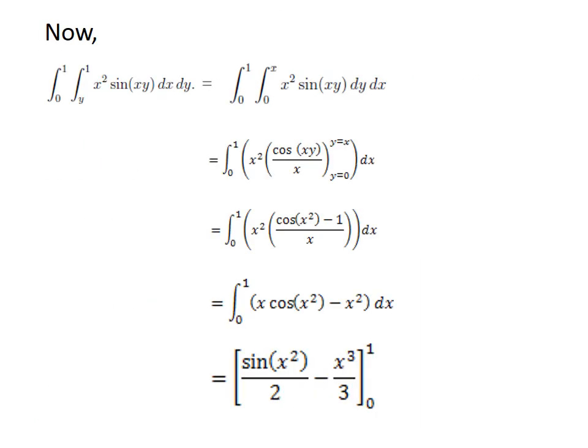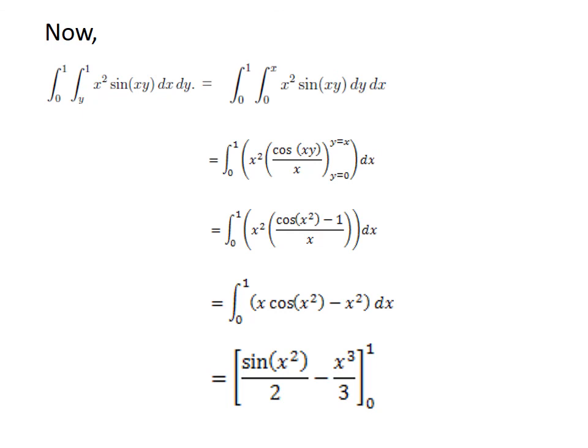Integration is with respect to y first. Treat the variable x as fixed. So x square no change. Sine integral is cos, function of a function. Integration is for y. So the denominator you are choosing x. Apply the bounds. In the second step you can see the integrand is completely depending on only one variable x. Cancel out one x and simplify.